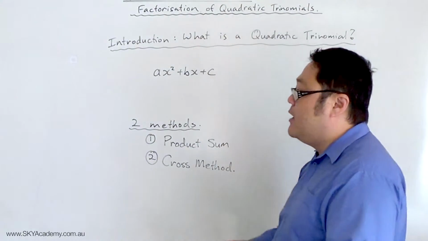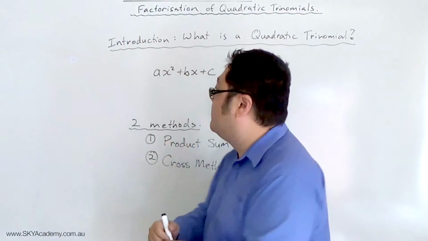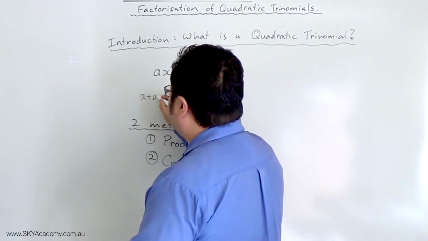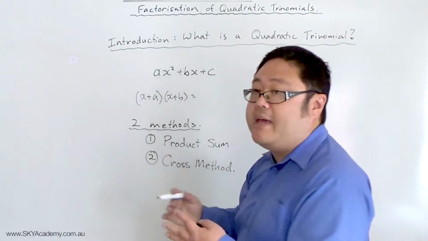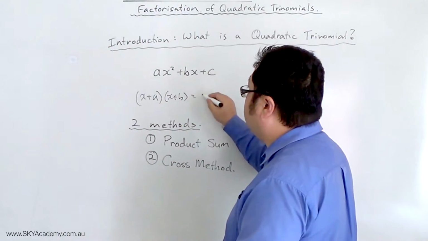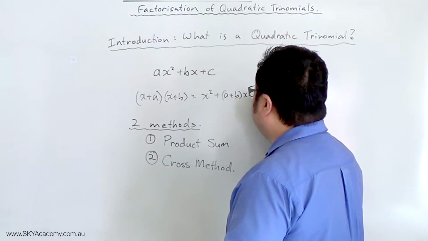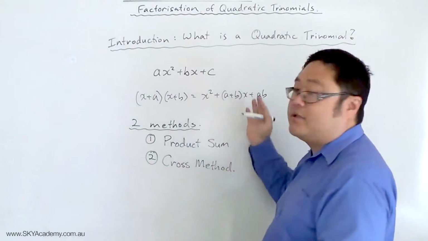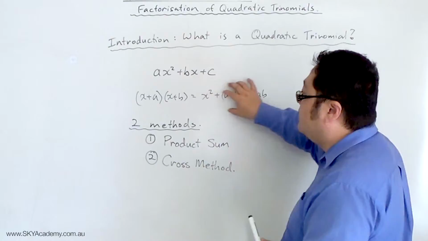And remember how we expanded two binomials, right? x plus a, x plus b, and we were able to turn x plus a, x plus b into x squared plus (a plus b)x plus ab. Remember how we were able to do that? And see how the form is now a trinomial?